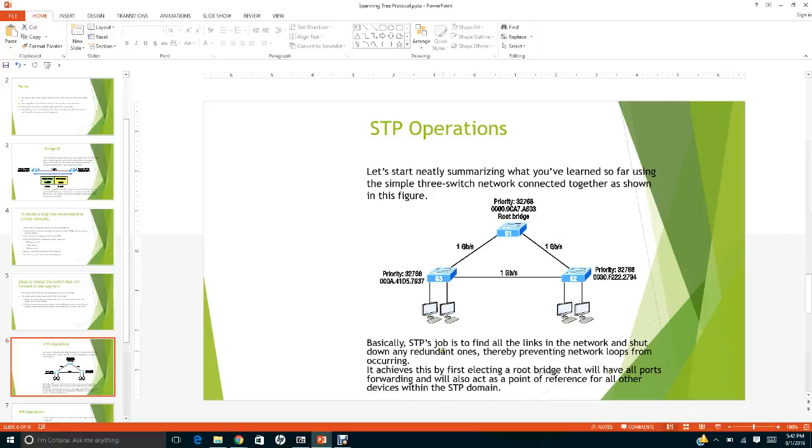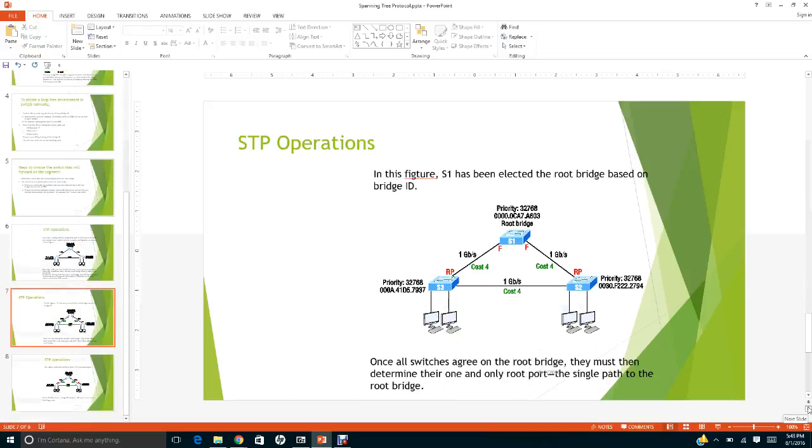So basically, STP's job is to find all the links in the network and shut down any redundant ones, thereby preventing network loops from occurring. It achieves this by first electing the root bridge, then having all its ports forwarding, and it will also act as a point of reference for all other devices within the STP domain. In this figure, S1 has been elected the root bridge based on the bridge ID, and these ports are forwarding.